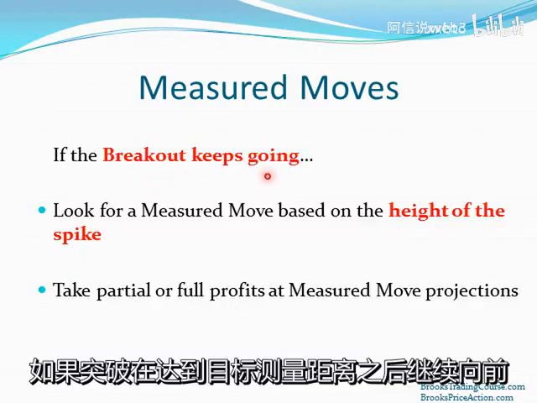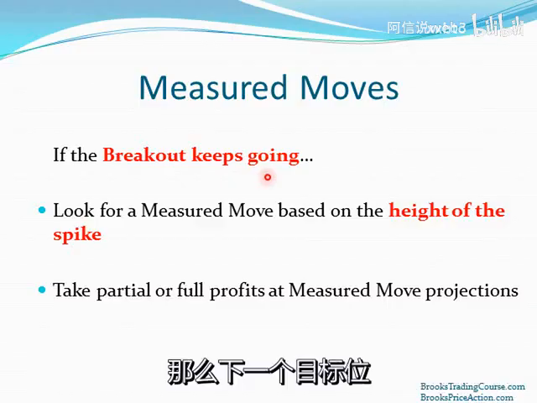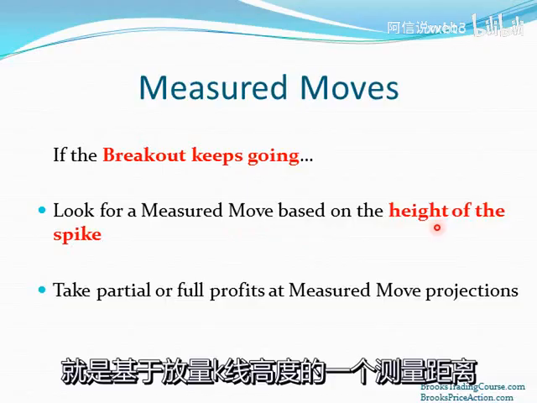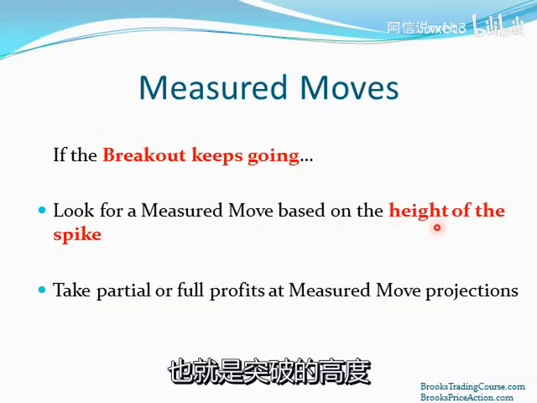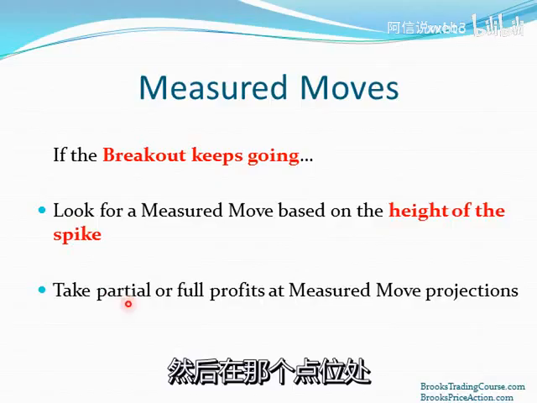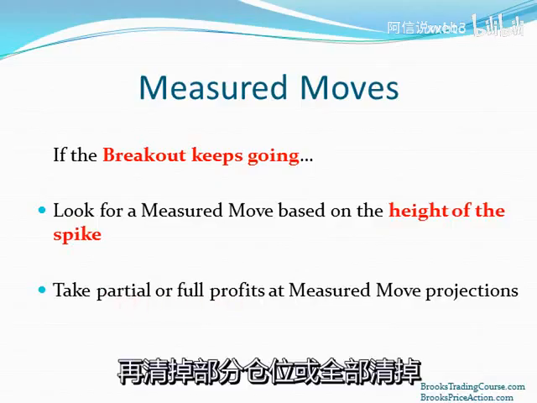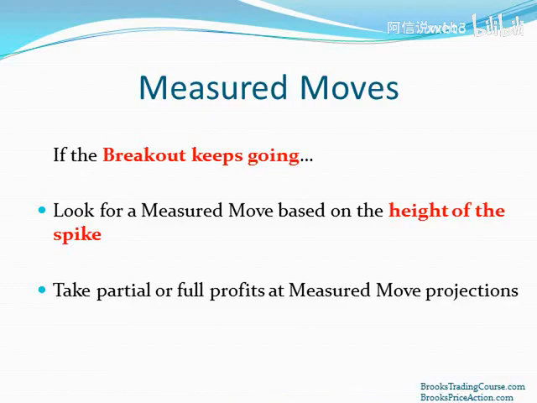If the breakout keeps going after hitting a measured move target, then look for a measured move based upon the height of the spike, on the height of the breakout. And then you take more partial or even full profits at measured move projections.